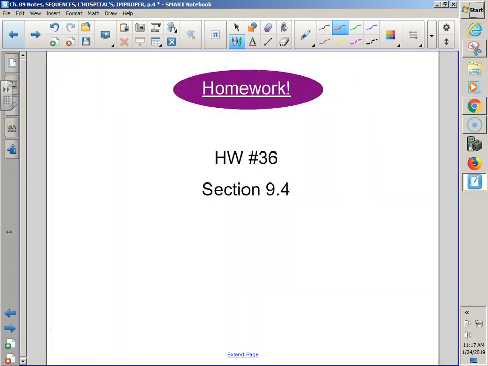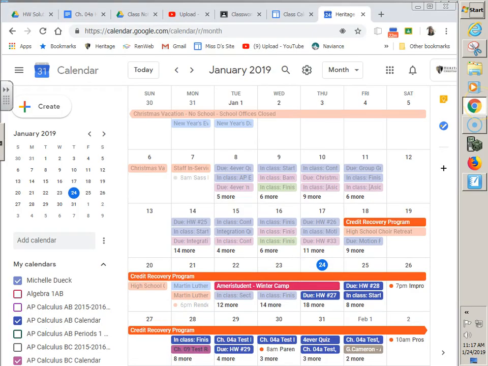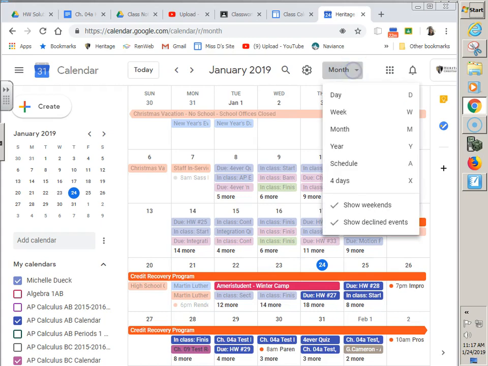Okay, so that was homework section 9.4. We have to talk as a class and figure out what's going on, because let me show you where we're at as far as our calendar. It was based on actually how last year went. We're right here. You can see all my other classes too. That's annoying. Let me just go by week.